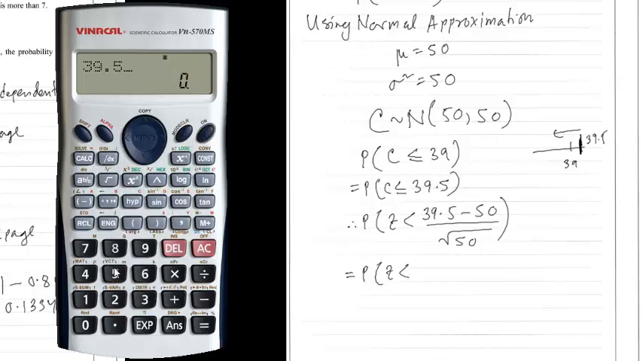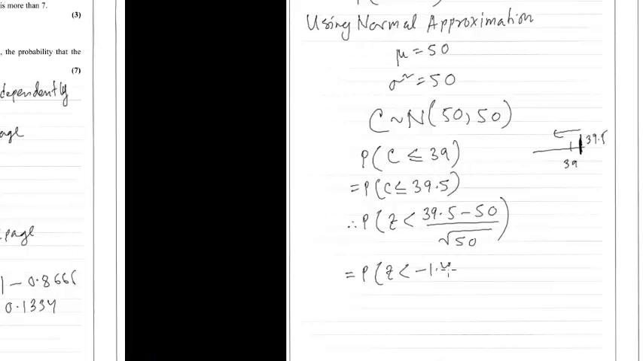This is equal to probability of z is less than 39.5 minus 50 divided by square root of 50, equals minus 1.485. In order to find the probability, we have to make this positive, so the inequality will be reversed, an S1 rule. So less than would become greater than 1.485.